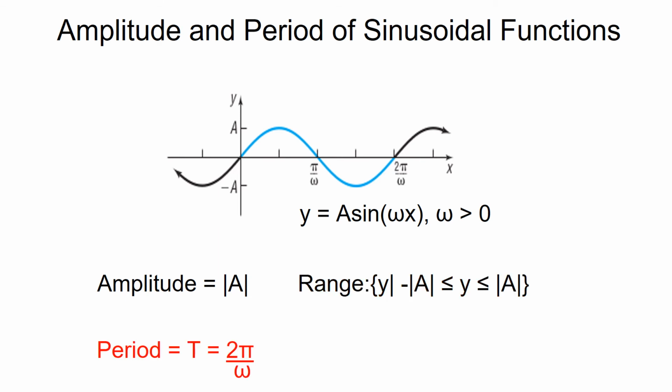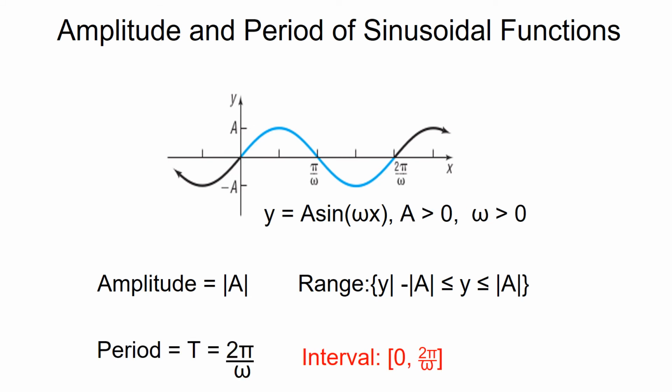Based on examples of transformed sinusoids we've already seen, we know that the period is equal to 2 pi over omega. This means that the interval 0 to 2 pi over omega contains one period of the function. We can divide this interval into 4 subintervals and identify the key points which allow us to graph the function as shown in the figure.